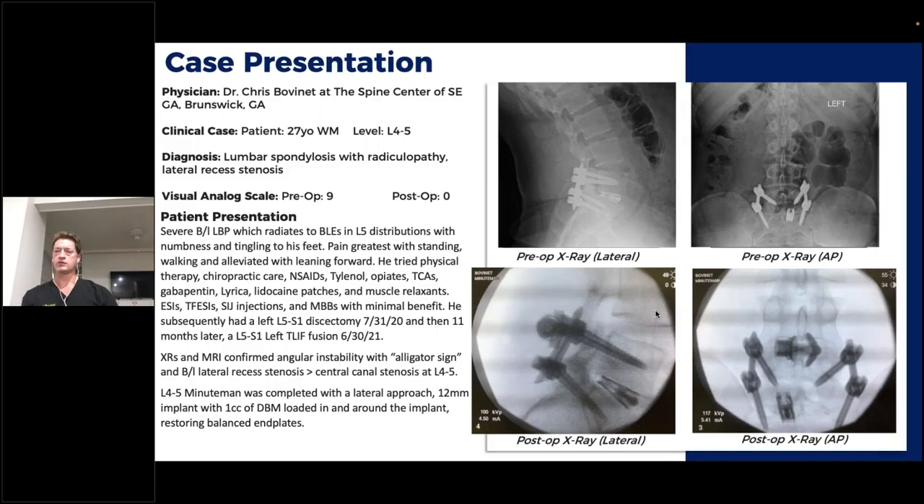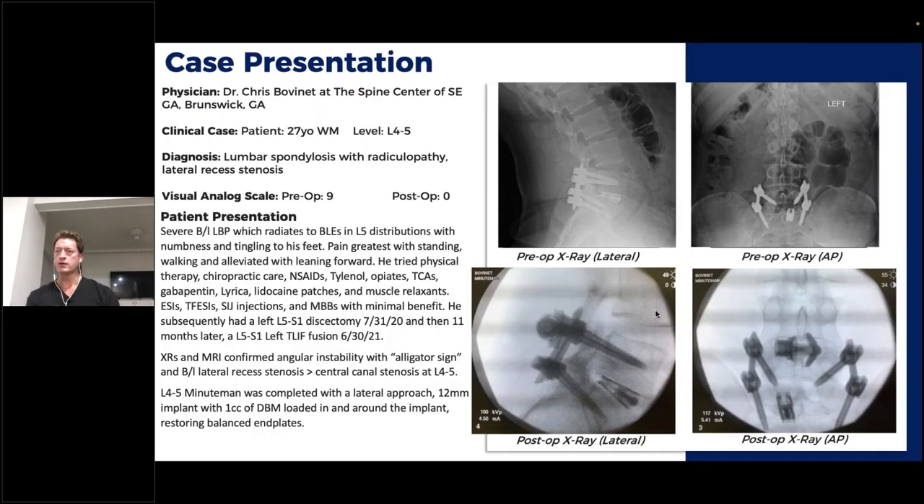We get these x-ray films. We could see the initial one on the top left, the pre-op x-ray. We see his hardware is intact there. We see kind of this alligator sign, we call it, at the 4-5 level directly above his fusion. We see narrowing at the posterior disc space of 4-5, and it's much taller height-wise anteriorly at the 4-5 disc space. So we call it an alligator sign, or that less-than sign, or this angular instability. And there's also narrowing of the neuroforamen at that level compared to the more cephalad levels.